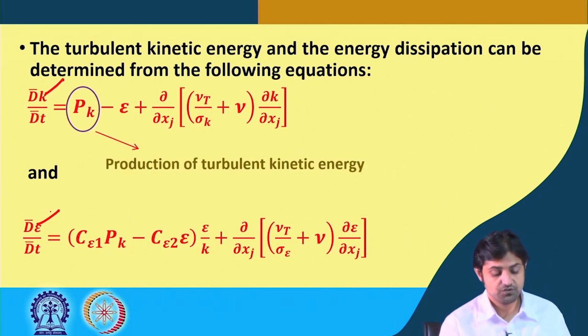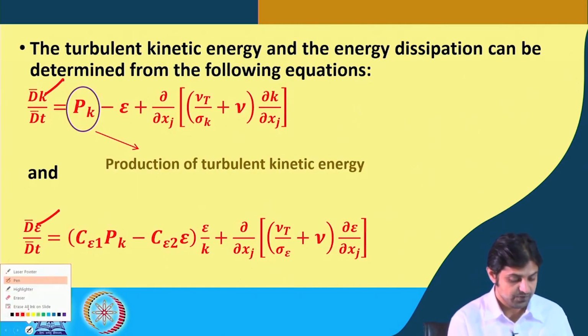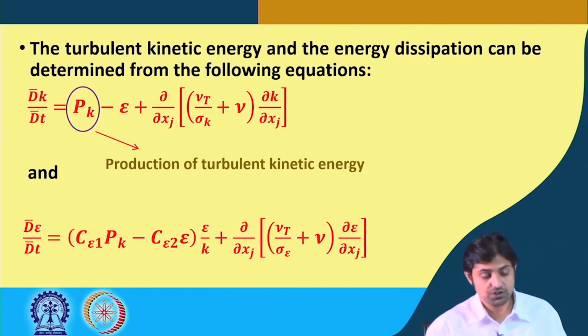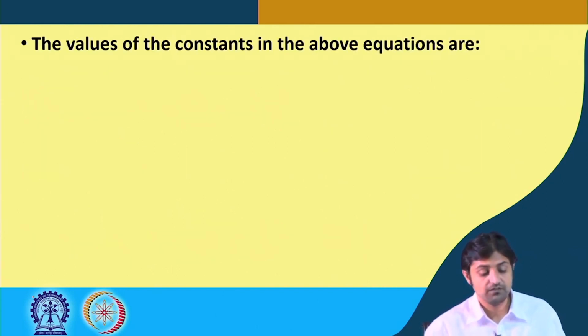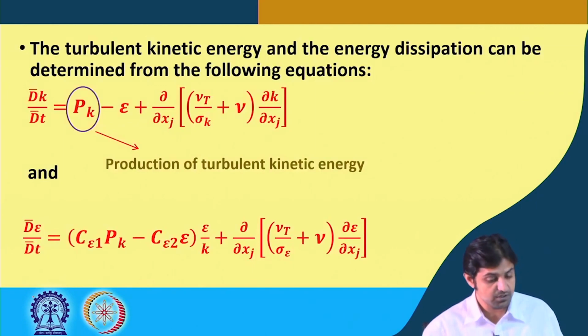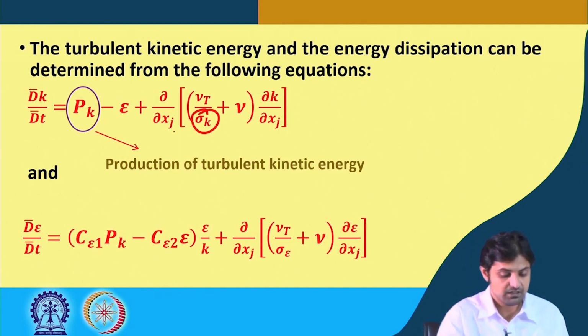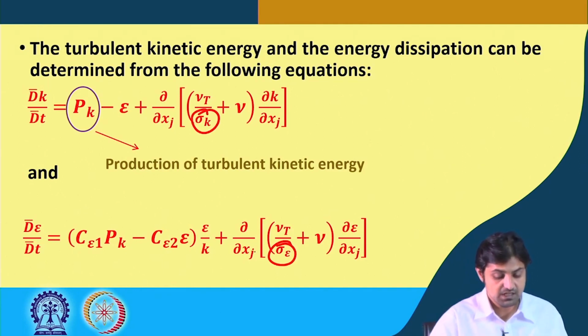And this is production of turbulent kinetic energy, this term here. So, we use these two equations to solve for k and epsilon, and the values of the constants in the above equation are C mu equal to 0.09, sigma k equal to 1. If you see, C mu was there first, and then there is sigma k here, then there is sigma epsilon here.